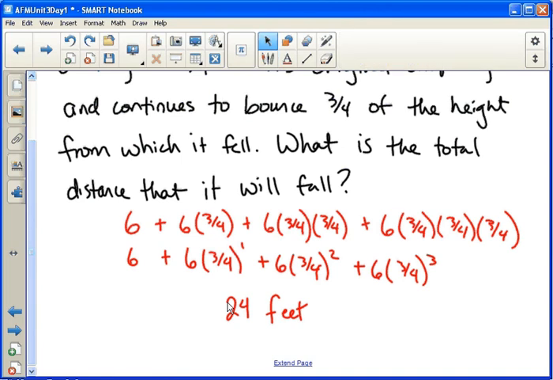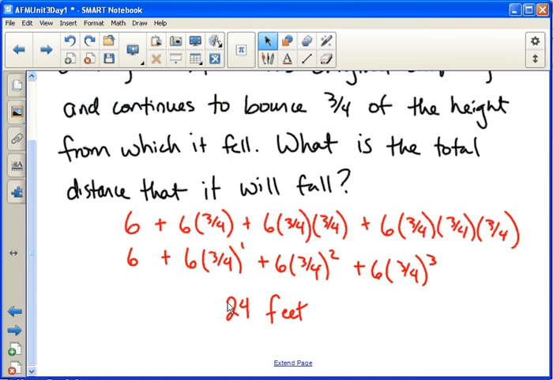It could just keep bouncing and keep bouncing and keep bouncing. It would just bounce less and less, a smaller and smaller distance each time. And that total distance that it falls would get closer and closer to 24 feet without ever getting there, or without ever going above it. So this is an example of an infinite series.